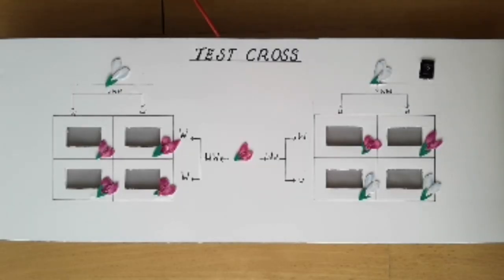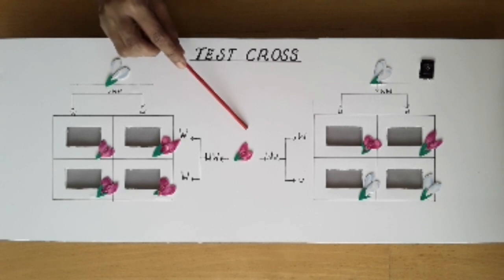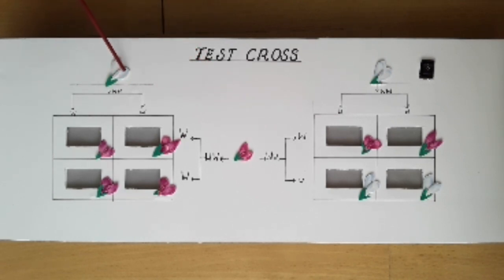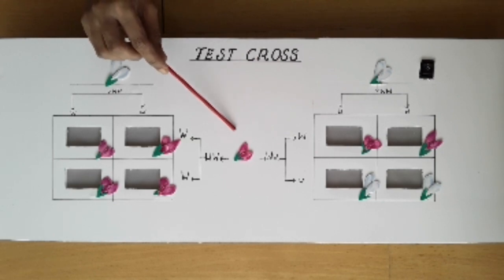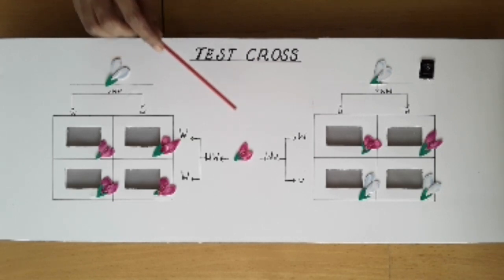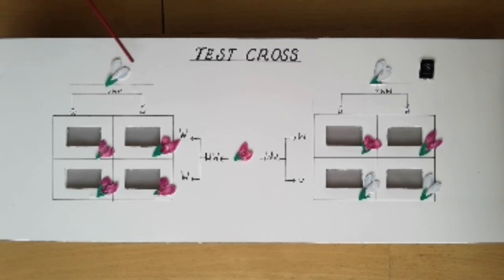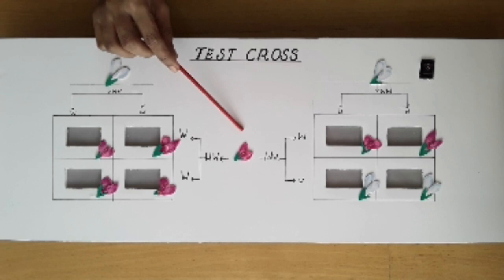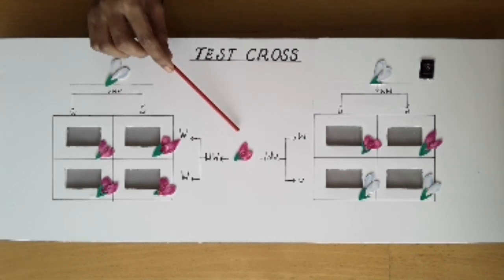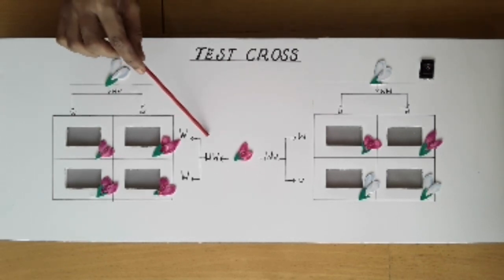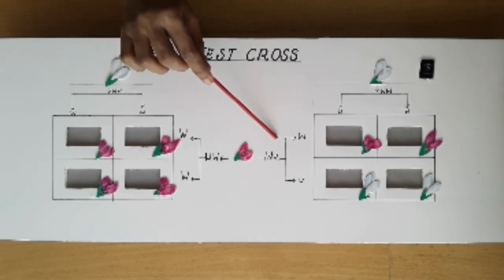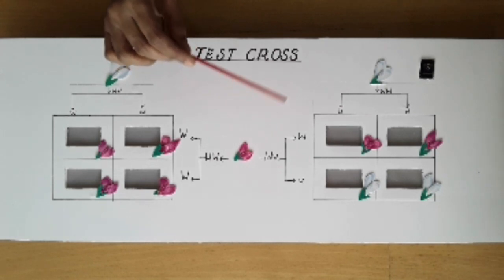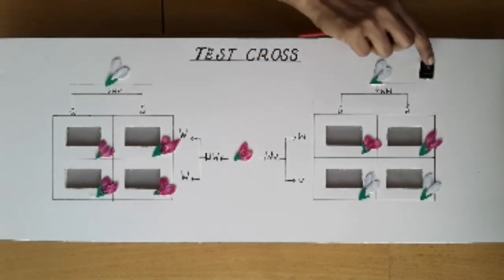Test cross. Here, purple flower color is dominant over white flower color. To find the genotype of a purple flowered parent, it is crossed with a homozygous recessive white flowered parent. The genotype of the purple flower is unknown and it can be either capital W capital W, a homozygous one, or capital W small w, a heterozygous one. Let us see what happens in this cross.